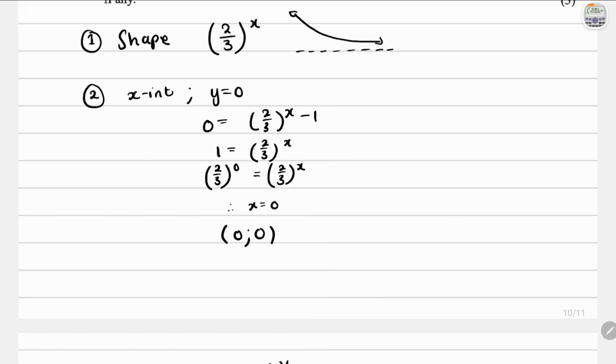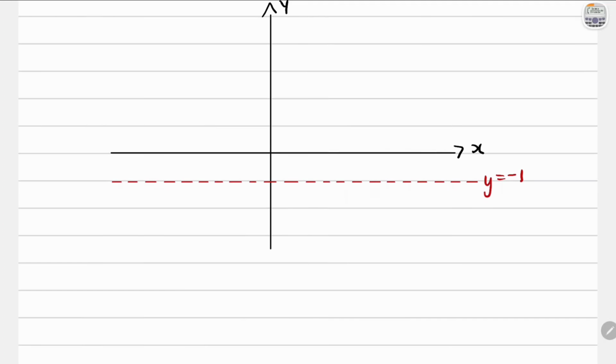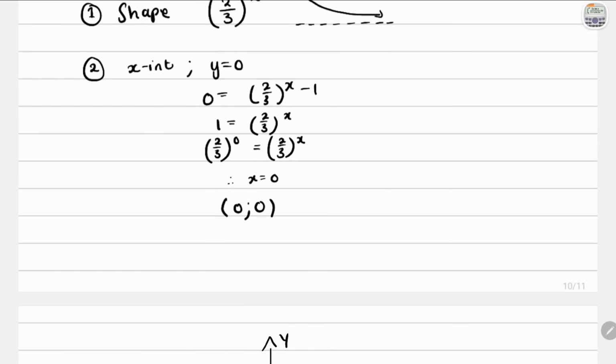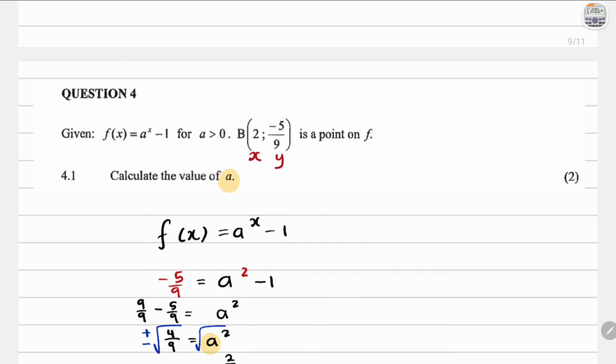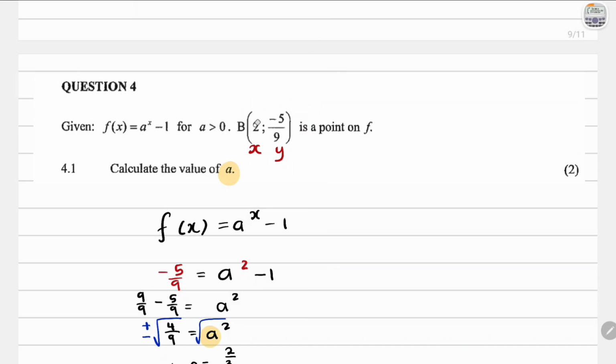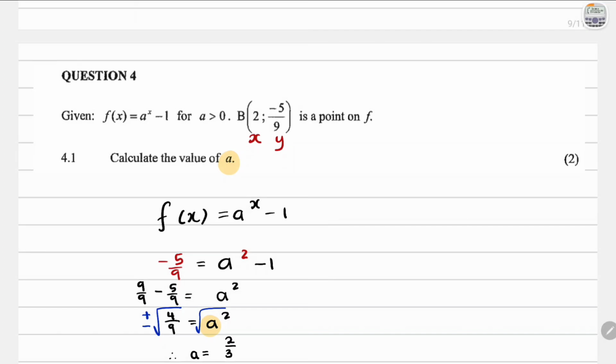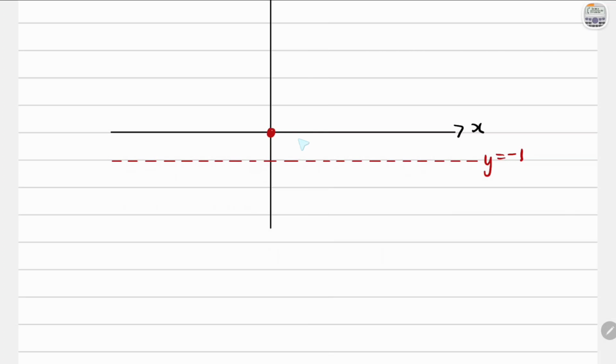And we can also just put down any points that we have. We have the x and y intercepts that are being shared at 0 and 0. So that's over there. And then another point that we have, just in case it's important, we'll put it down as B. Okay, so we'll just give a rough estimate of where that would be. 2 and -5 over 9. So +2 and -5 over 9. So it's down, but it's not touching the asymptote. And you can just label that B.